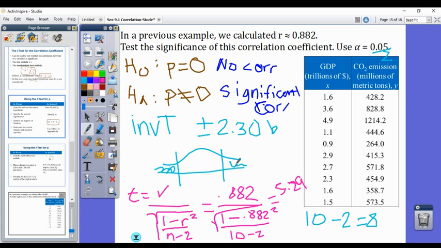Okay, so what does that tell me? Bam, it's somewhere over here. Okay, so that's definitely in my rejection region. So we're going to reject the null, which means there is significant correlation at the 5% level.